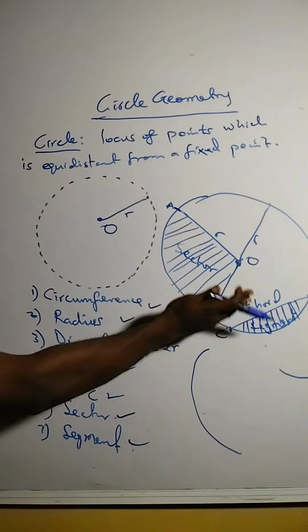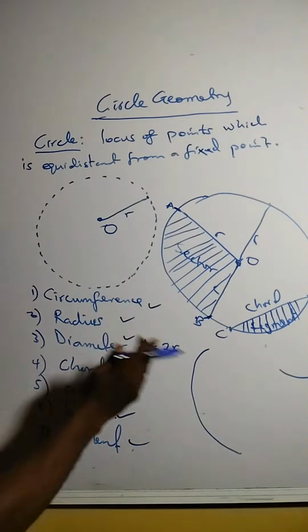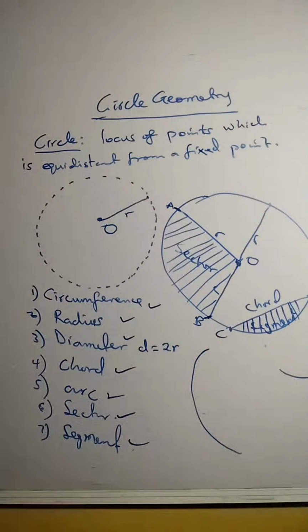The other side, when every other thing is cleaned up, is also a segment, which will be a major segment. So these are some important parts of the circle that we should be familiar with and be able to recognize and identify as far as the circle is concerned.